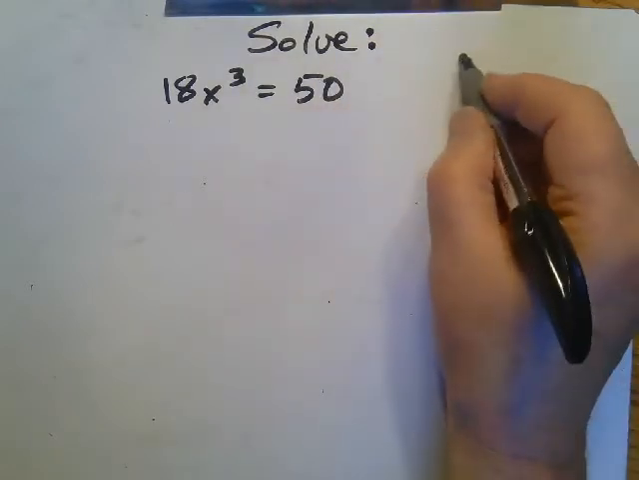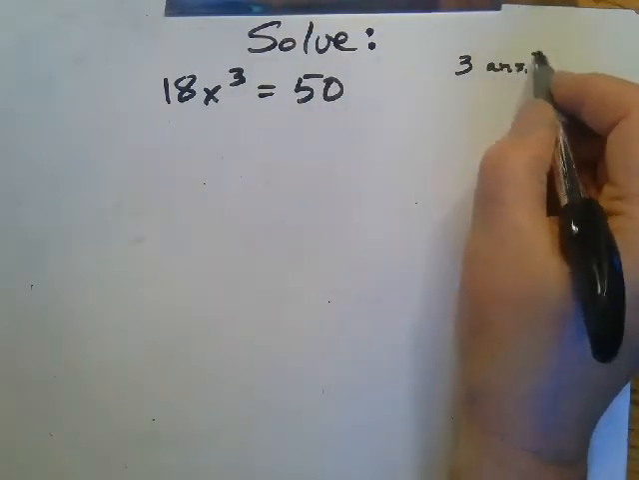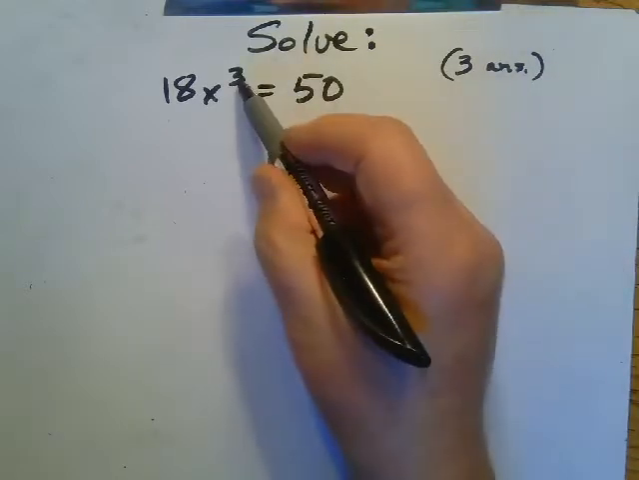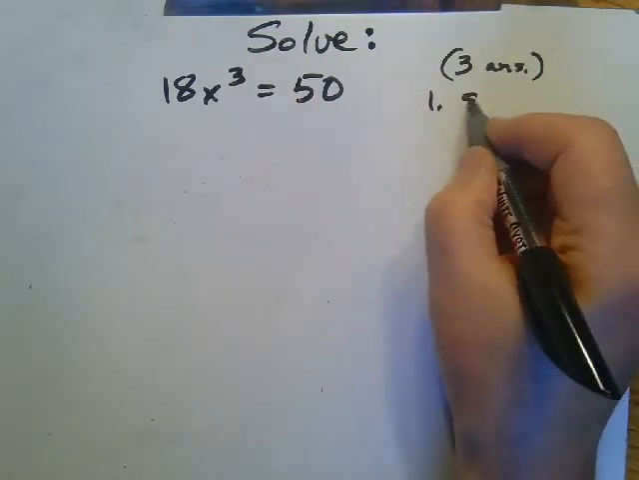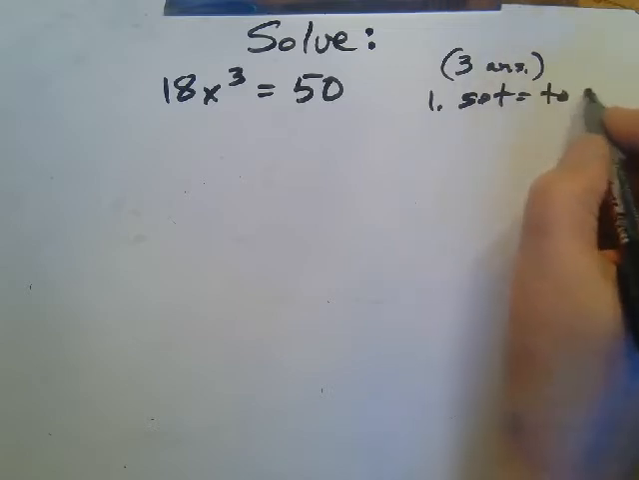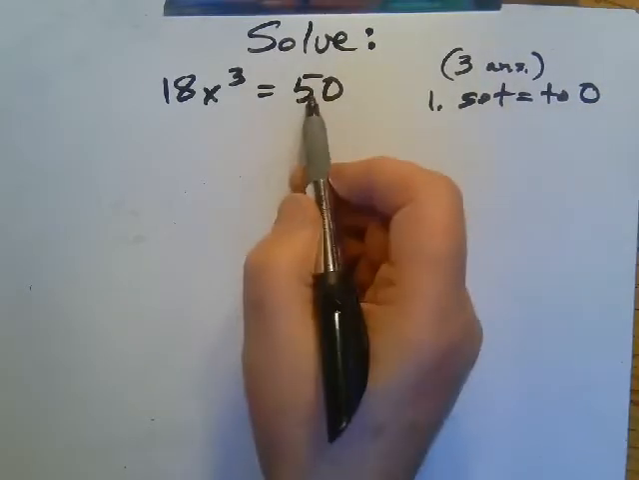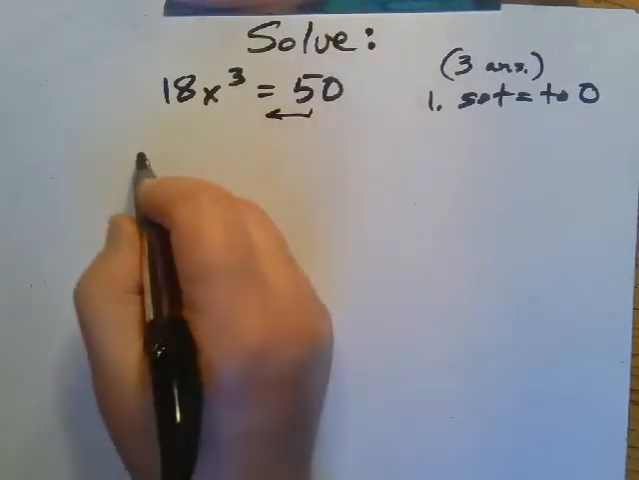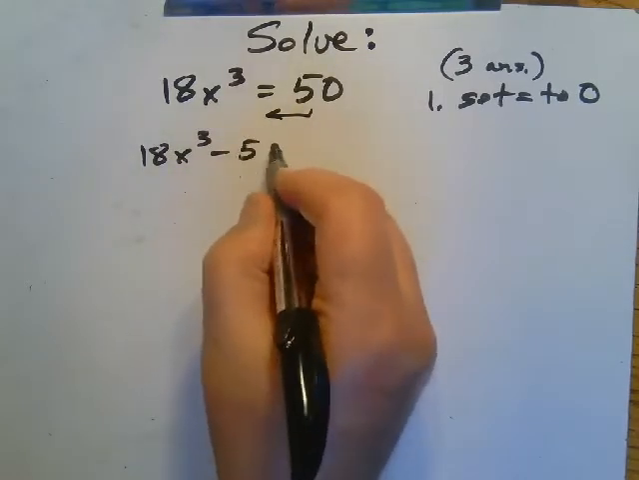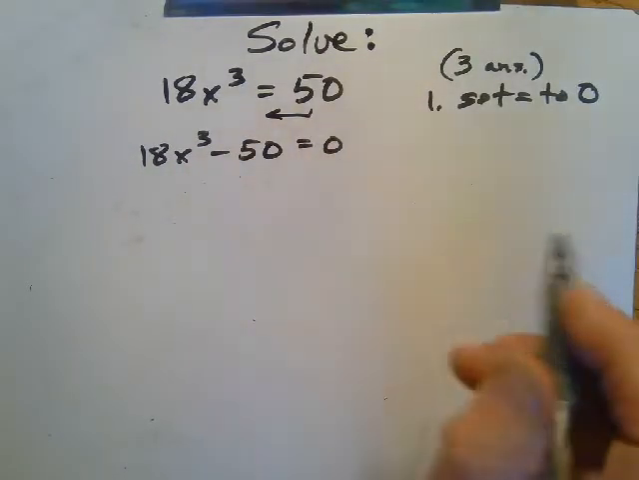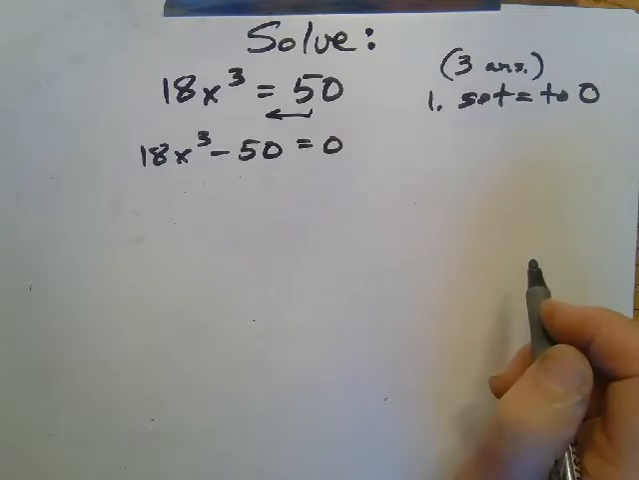So I'm going to get 3 answers. I'm just making a note of that here. Because there's an exponent, it's a 3. So the first step that we did the other day was set it equal to 0. So we're going to move this 50 this way. 18x cubed. I'm subtracting 50 from both sides. And there we go.